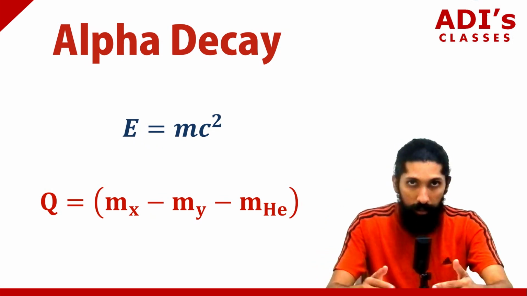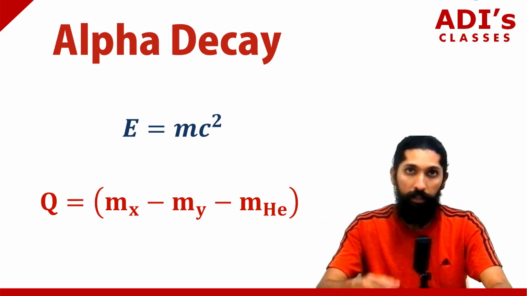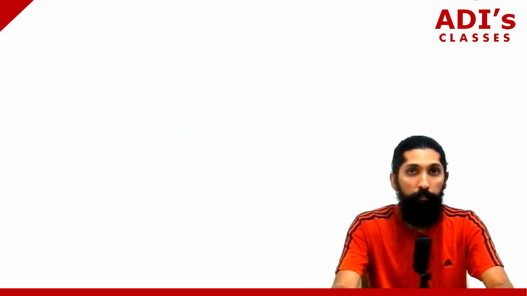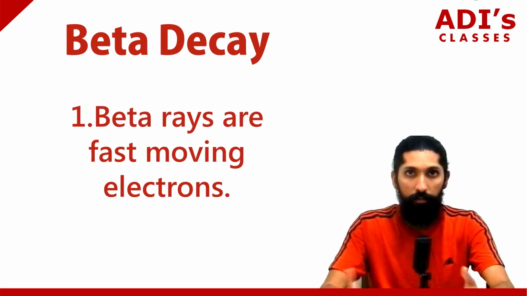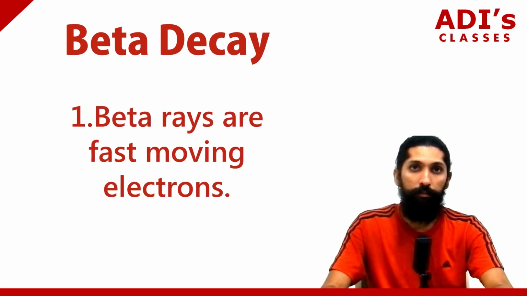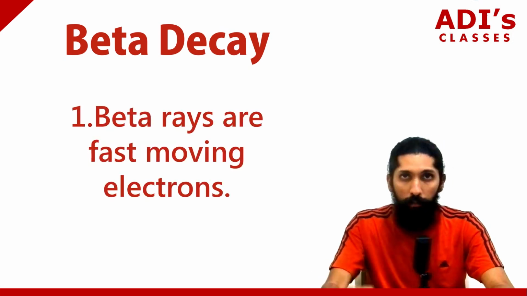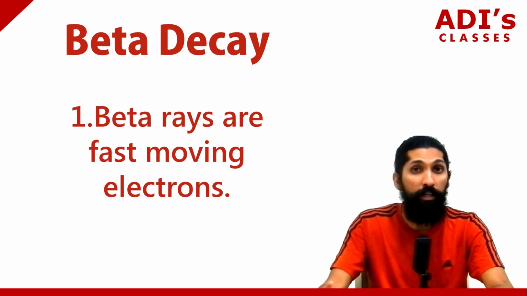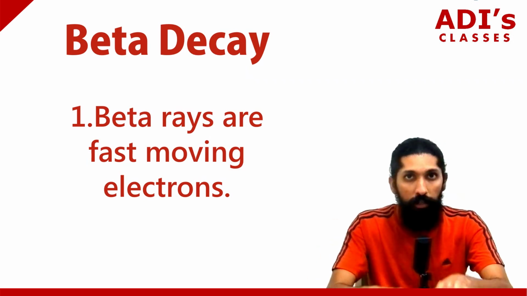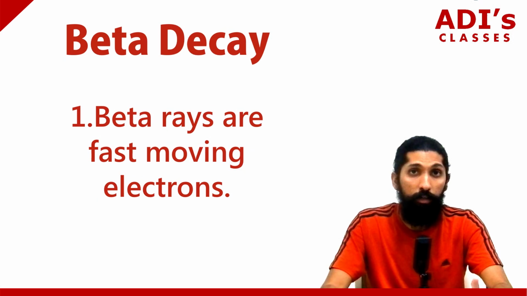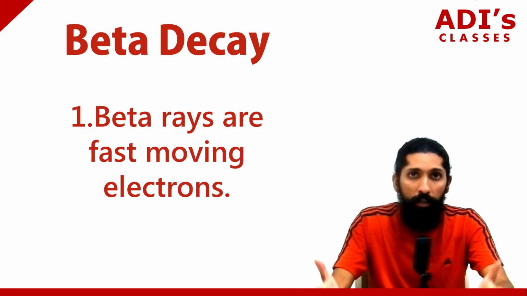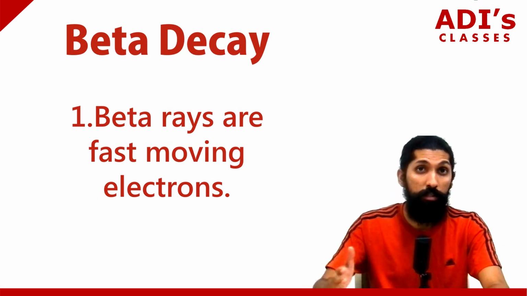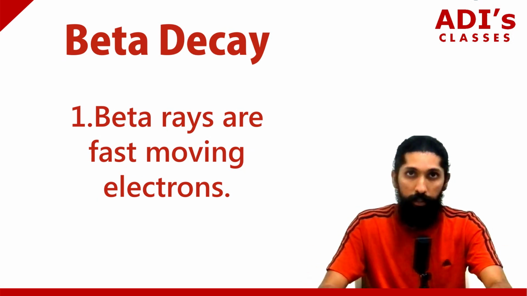Fair enough? The second type of decay is beta decay. Now beta is fast moving electrons. Remember, in that particular video, we were talking about how an electron gets disintegrated from a nucleus, because inside the atomic nucleus there is no electron. There are no electrons inside the nucleus. You only have protons and neutrons. So from where are we getting the fast moving electrons? We'll come to that.